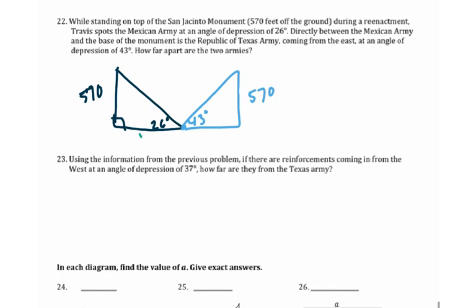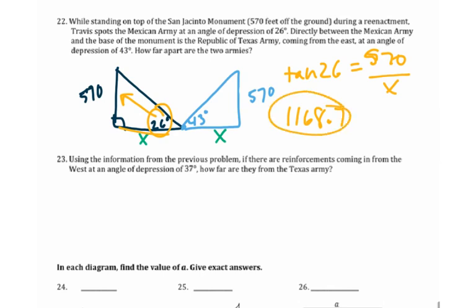So we're going to have x here, and another x here, and then we're going to add them together. To solve this one, I have opposite over adjacent. So that's tan 26 equals 570 over x. So that means I'm going to divide 570 divided by tan 26. So that leaves me the number 1168.7.